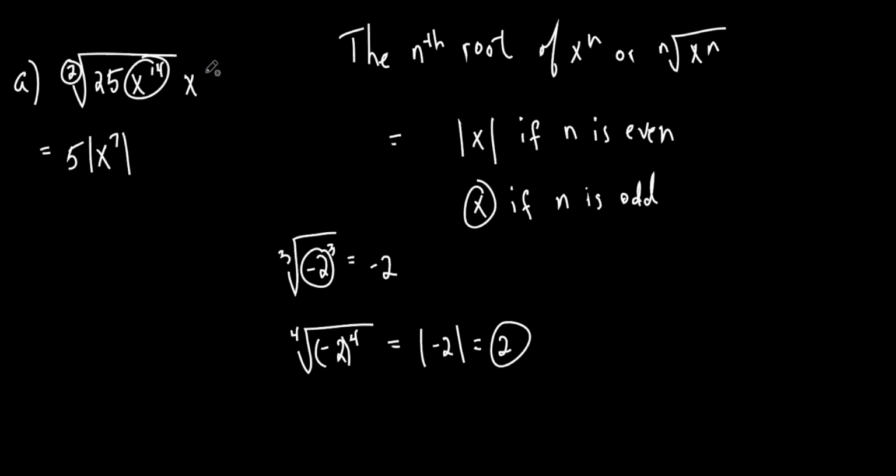Because remember, this was what? X to the 7th squared. Would you agree? So whatever this is has to be in the absolute value if this is even. If it's odd, we didn't need the absolute value. Let's do another one.